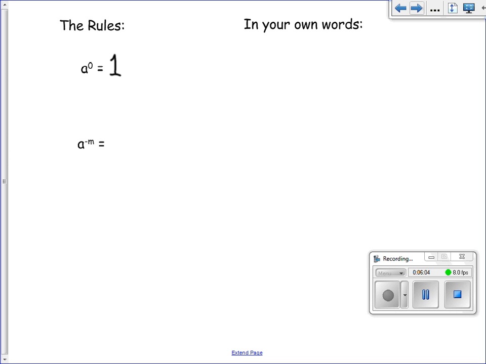Students were then asked to put this in their own words. What does this rule here mean? Most kids came up with something like, any number with a power of 0 is always equal to 1.